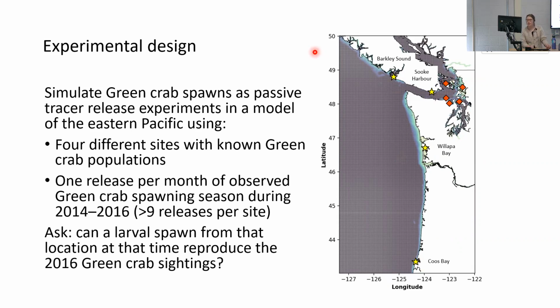And we did 1 release per month during the observed green crab spawning season. And we wanted to see how much the alignment of those spawns, especially for the coastal crabs, like if you're lining up with the Columbia River intrusions, is that how you're getting in? Or do they never get in and it's just the ones coming from Sooke? But basically, we did all these experiments and we wanted to ask, can a larval spawn from that location reproduce the 2016 green crab sightings that we saw?